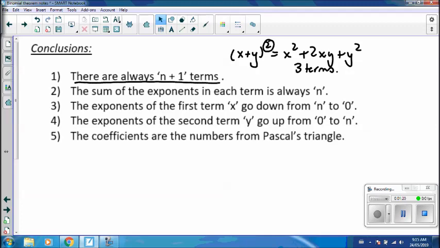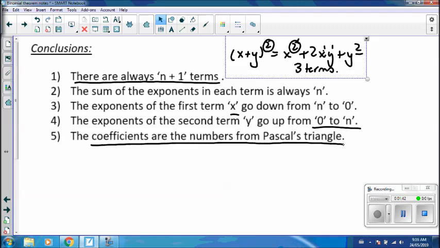The sum of the exponents in each term is always n. So here I have a 2, 1 and 1 is also 2, and then that's 2. The exponents of the first term, the x, go down from n, which is 2, to 1, and then it disappears to 0. And y isn't here, then y to the power 1, y squared, so they go in the opposite direction. And the coefficients are the numbers from Pascal's triangle, which we know we can get using our combination formula.